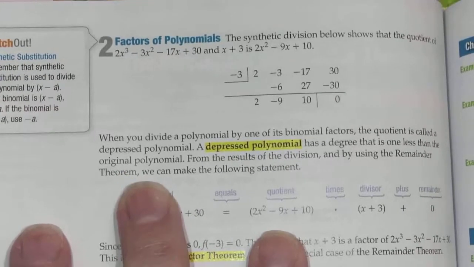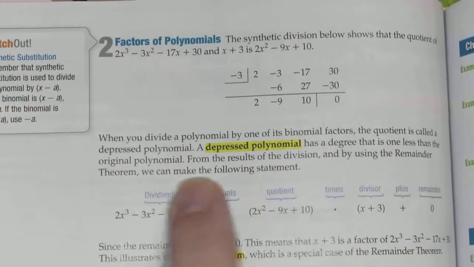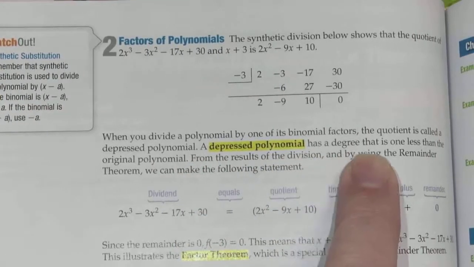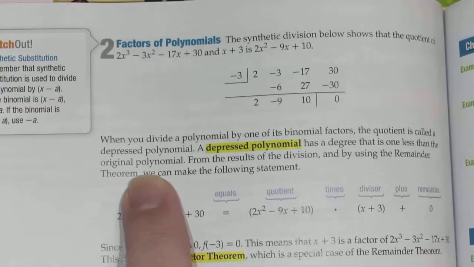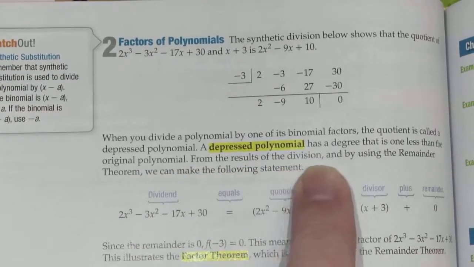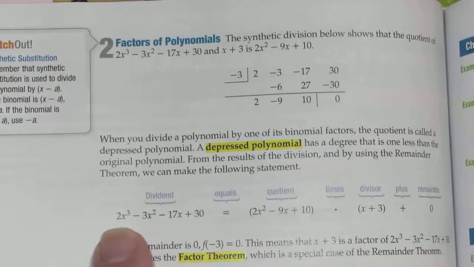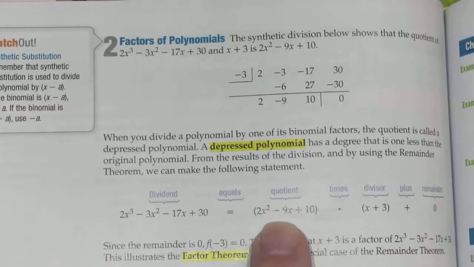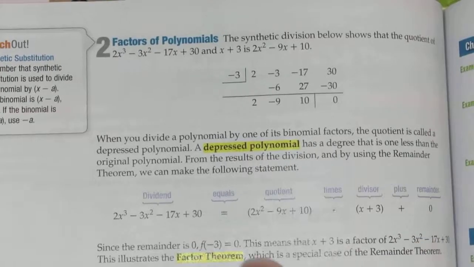All right. Now, when you divide the polynomial by one of its binomial factors, the quotient is called the depressed polynomial. A depressed polynomial has a degree that is 1 less than the original. We've already done this. From the result of the division and by using the remainder theorem, we can make the following statement. We have the big polynomial, and it equals the quotient, what we have left over, times what we divided, plus 0. There's 0 in the remainder.